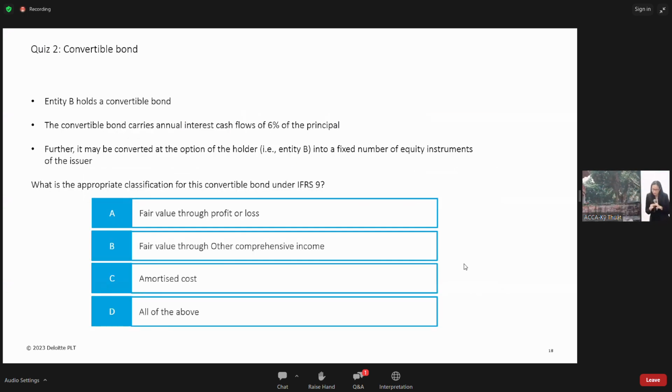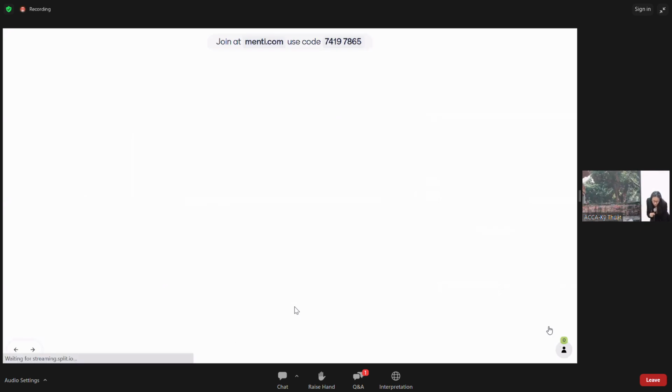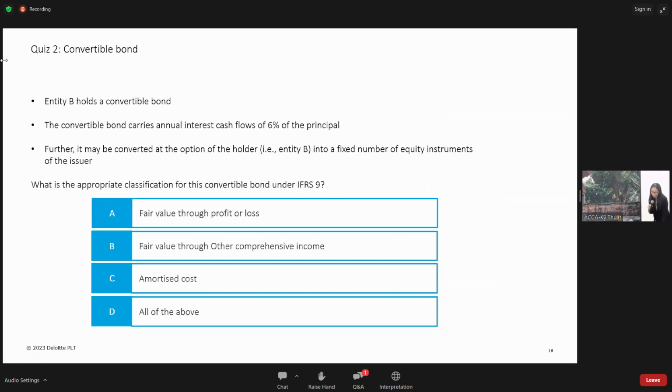Now let's look at the next question. Entity B holds a convertible bond. The convertible bond carries annual interest cash flow of 6%. Further, it may be converted at the option of the holder, which is Entity B, into a fixed number of equity instruments of the issuer. What is the appropriate classification?